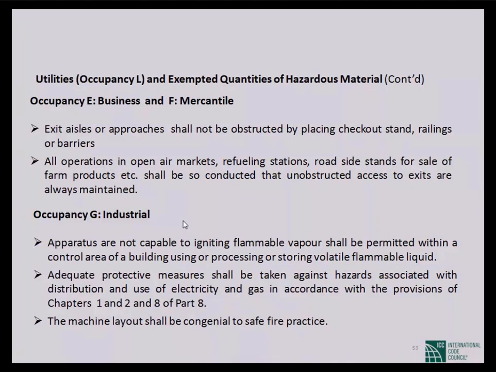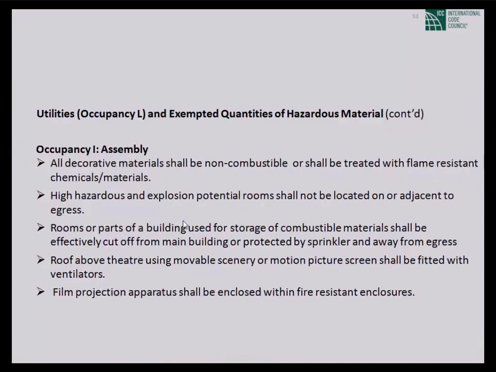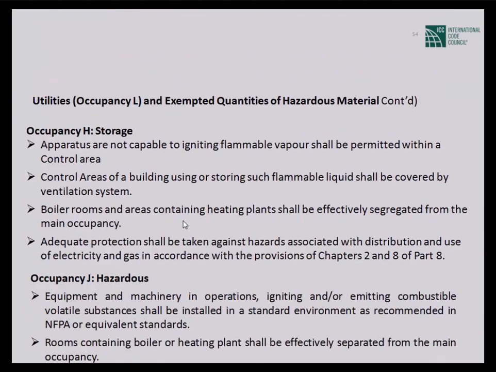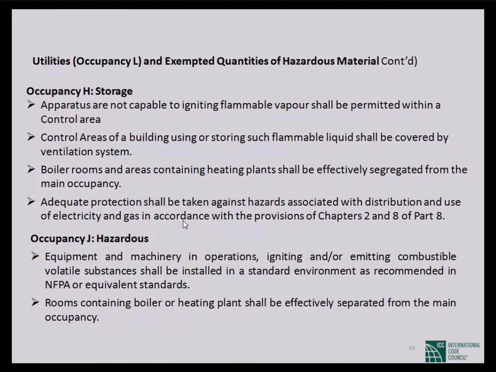These are some points, but for detail you have to go again to the BNBC. Not all points are given here. Here we are giving some points just for an idea. You have to be careful about this type of hazardous material. You have to use them as utilities depending on the type of materials. But you have to be careful about hazardous areas: equipment and machinery in operation, ignition, and emitting combustible volatile substances shall be installed in a standard environment as recommended in the NFPA or equivalent standard.